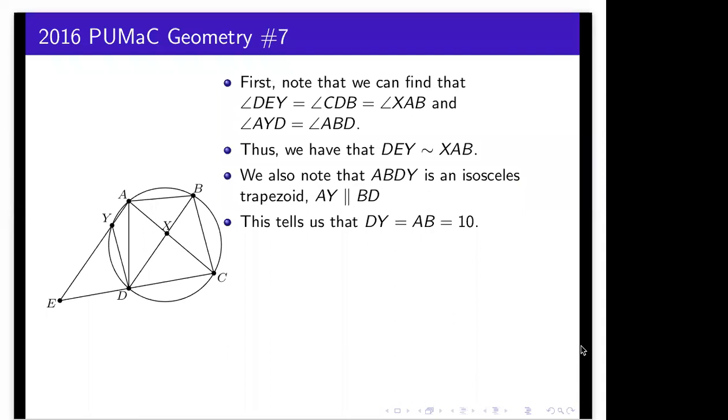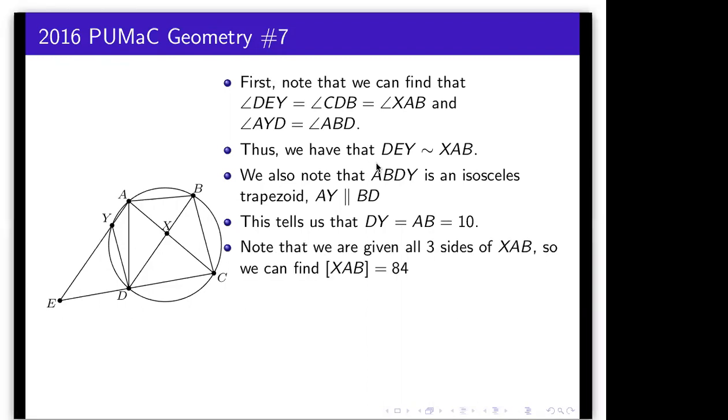Exactly. You want to use the fact that they're similar. And using those lengths isn't even necessary in this case, because we can go even further than that. We can just find the area of DEY directly with the similar triangles. All we need is the ratio of the triangles, and then we'll be able to find the area. Because in triangle AXB, we already know everything. We're given all three sides, so we can calculate it exactly.